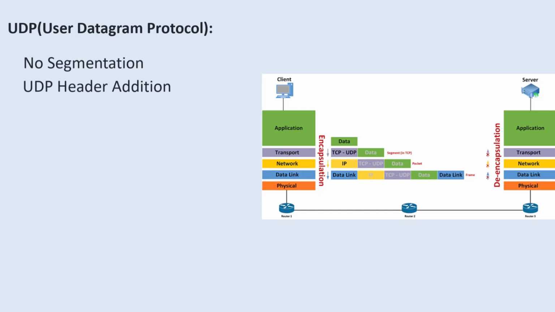UDP header addition. A UDP header is added to the data. The UDP header includes source and destination port numbers, length, and a checksum for error checking. Encapsulation. The original data plus the UDP header together form the UDP datagram. This UDP datagram is then encapsulated into a packet for transmission.